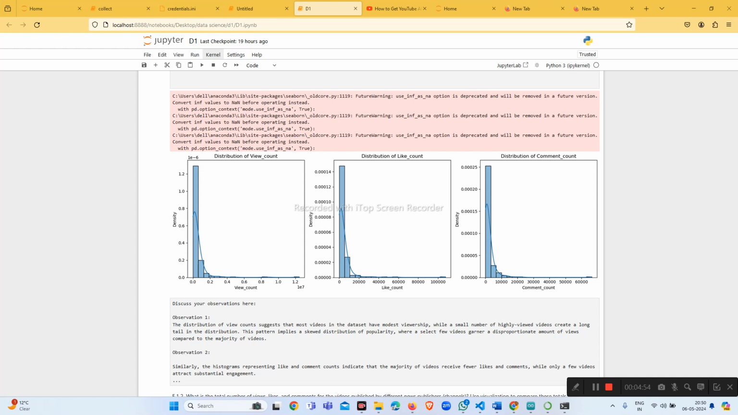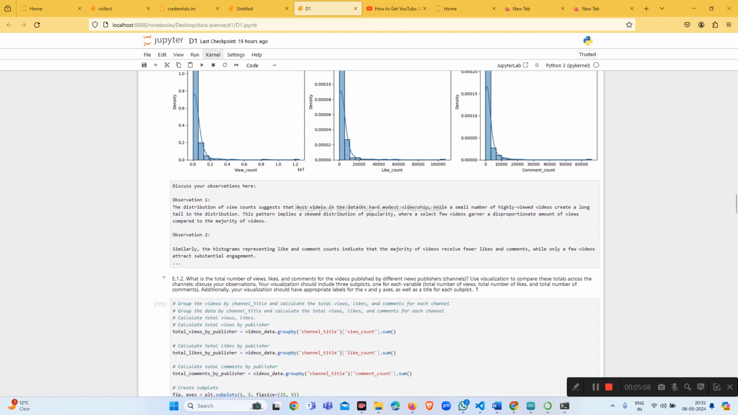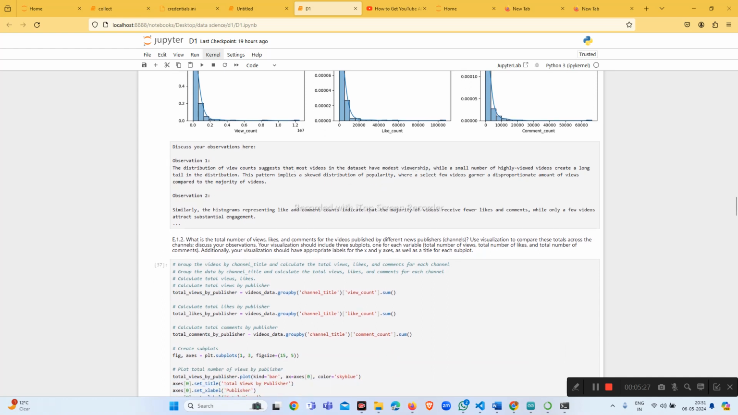This pattern implies a skewed distribution of popularity, where a selected few videos receive a disproportionate amount of views compared to the majority of videos. And the second observation: similarly, the histograms representing like and comment counts indicate that the majority of videos receive few likes and comments, while only a few videos attract substantial engagement.